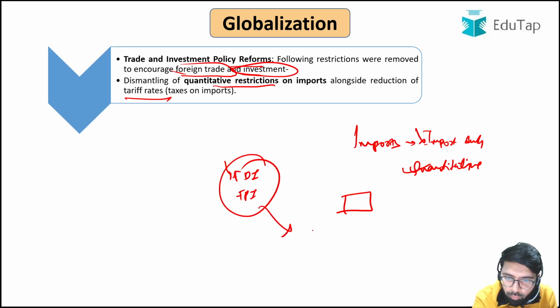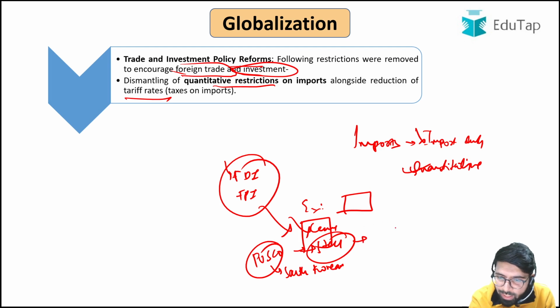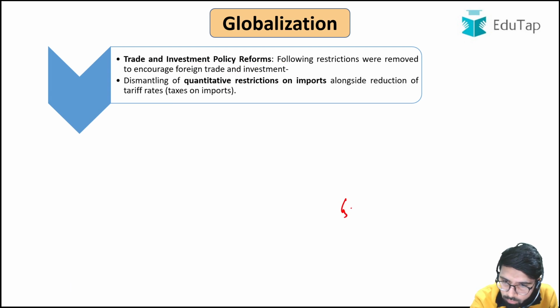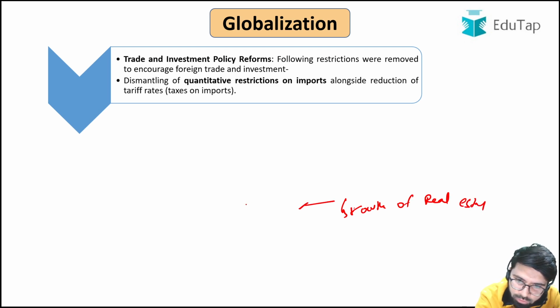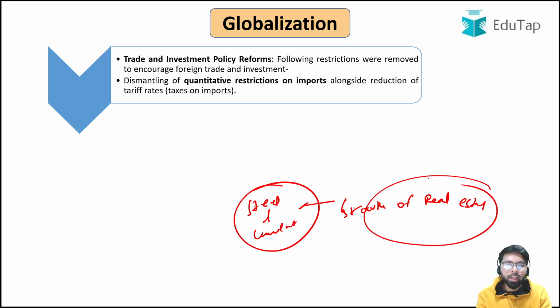How did this boost growth? Let me give an example. See, in the cement and steel industry, where the foreign sector was introduced, POSCO, a South Korean company, came to invest in the steel sector. We saw that steel production increased, and this led to growth in steel and cement, which in turn led to the growth of real estate. So we are seeing how growth in one sector will lead to growth in another sector. This is how the economy is interrelated.